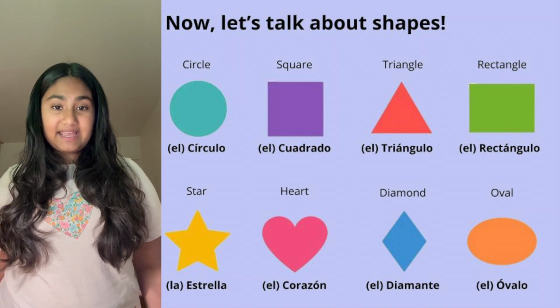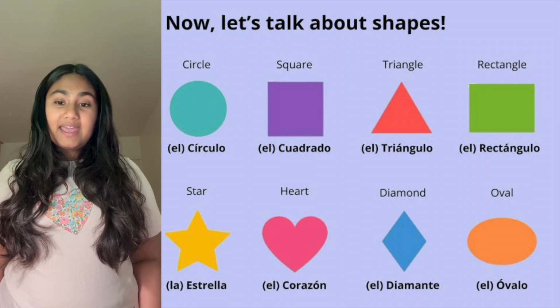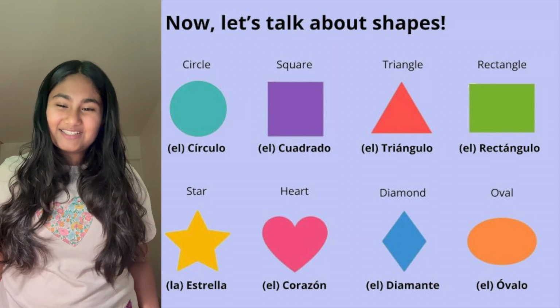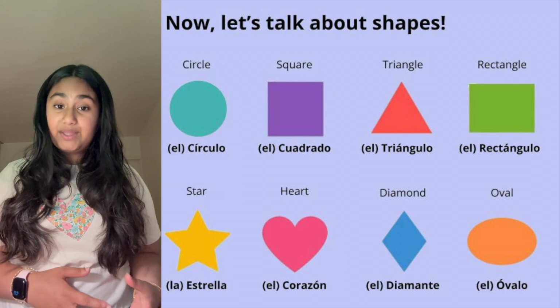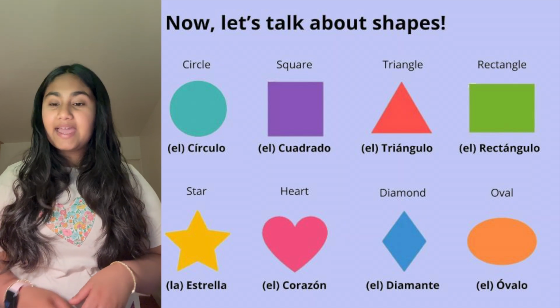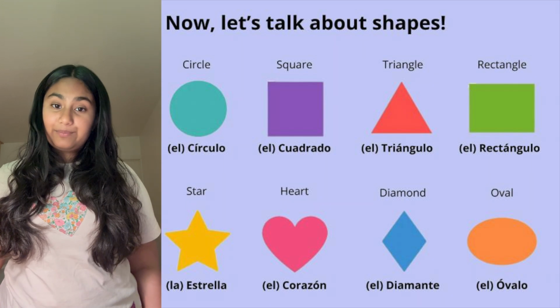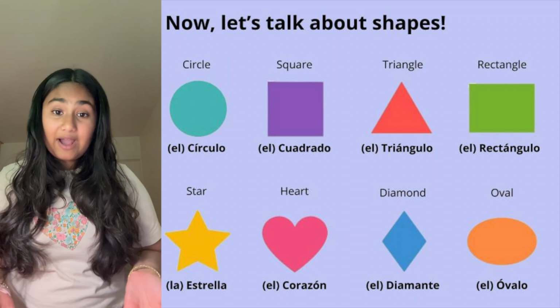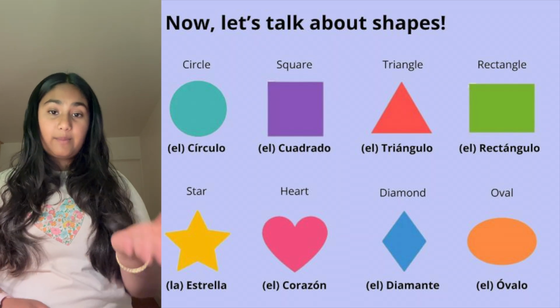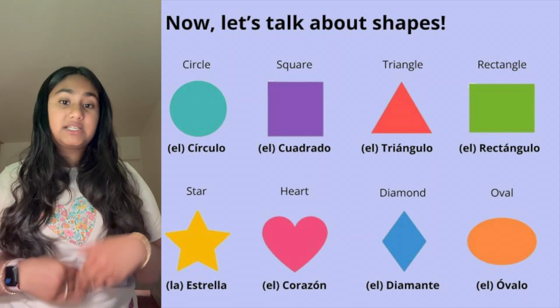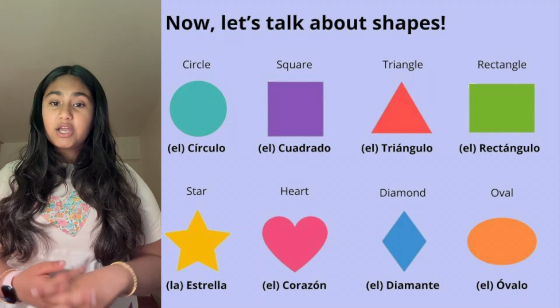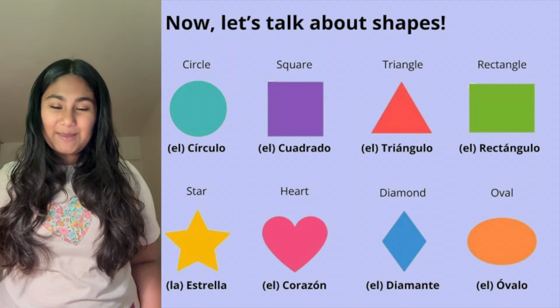Then there's estrella, which is star, and estrella like Estrella Spanish. Then there's a heart, which is corazón. There's a diamond, which is diamante. And there's an oval, which is óvalo. Now, keep in mind, these are nouns, and in Spanish, nouns are either feminine or masculine. All of these shapes are masculine, except estrella, which is feminine.